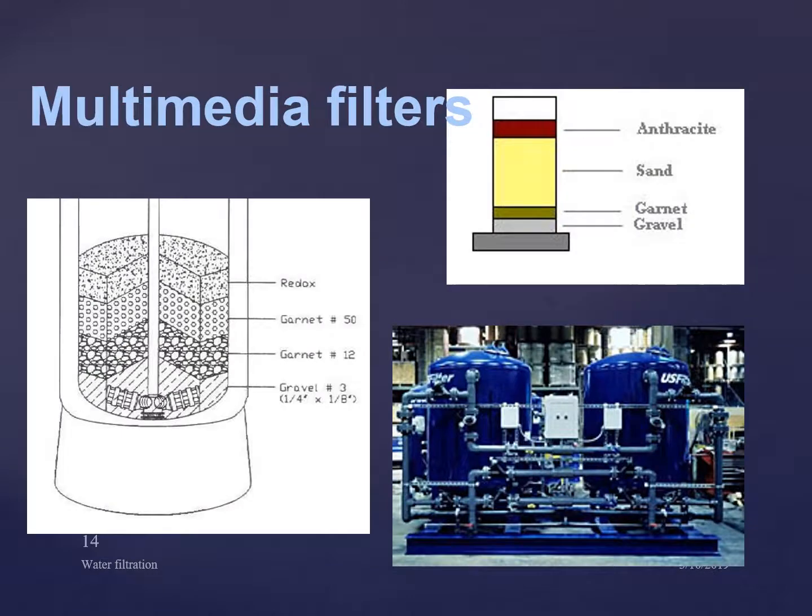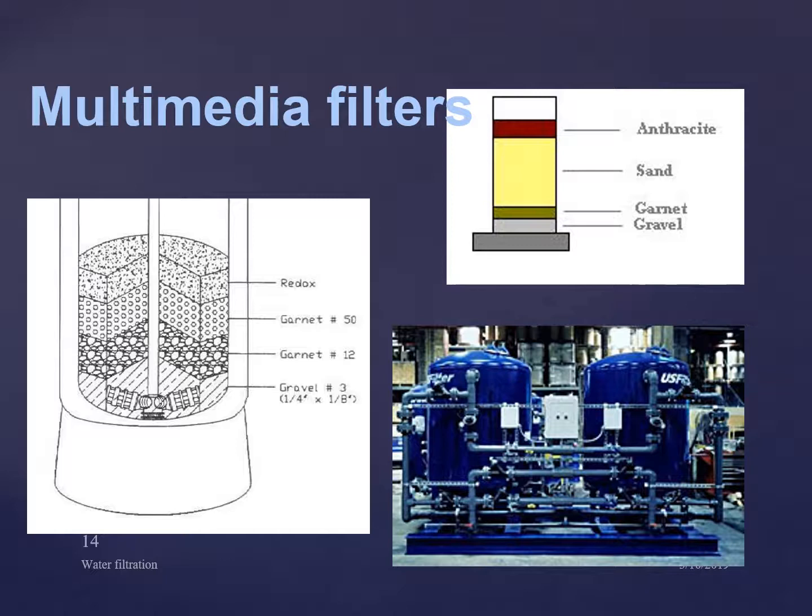Again, here there is another example for a multimedia filter. Multimedia filter means the media is more than one media. At the right, at the bottom, that's gravel, that is support, and then there's garnet, sand, anthracite. So anthracite, sand, and garnet, these three are media, and the support is gravel. At the left, again, you see here gravel, garnet, and other layers. These are the layers that you see for this filter.